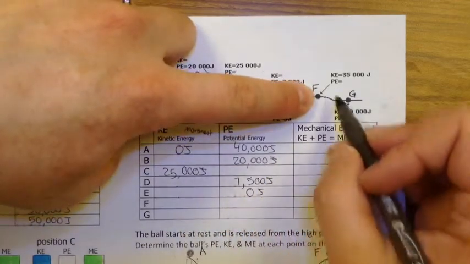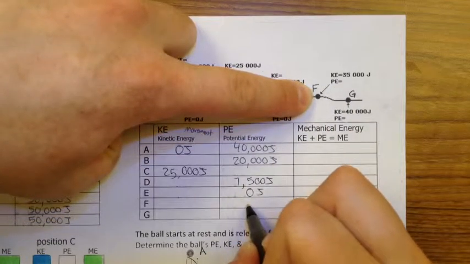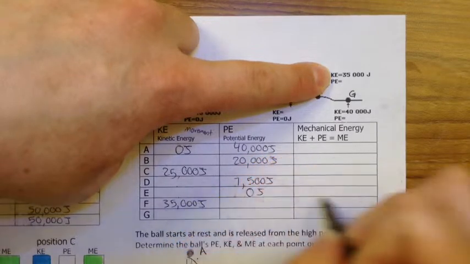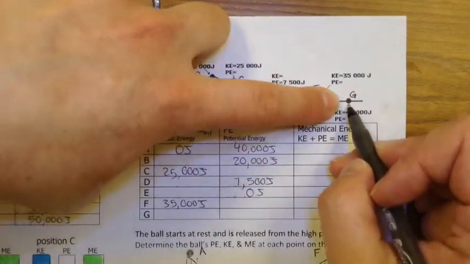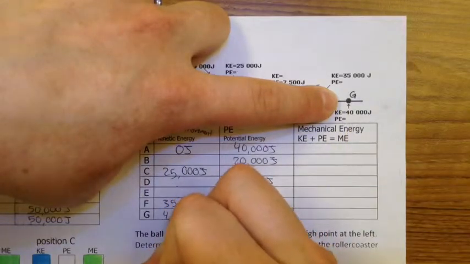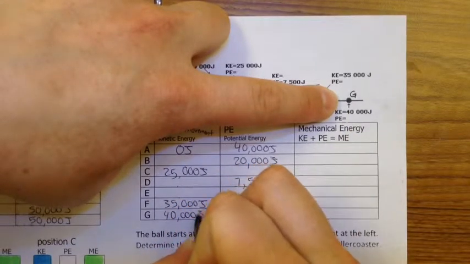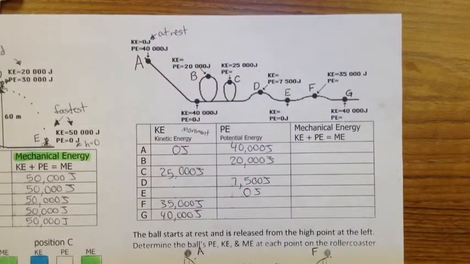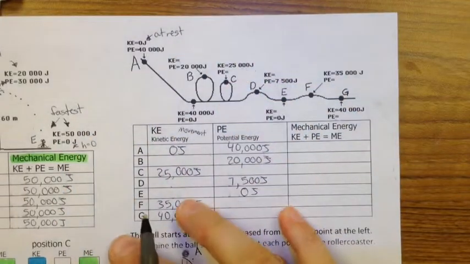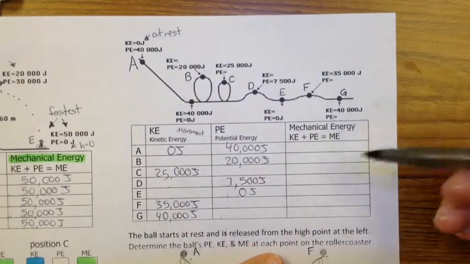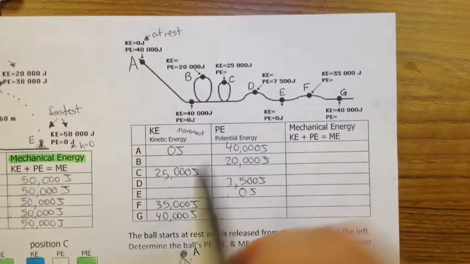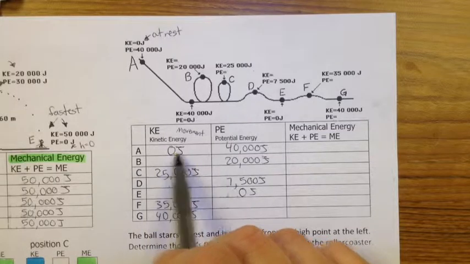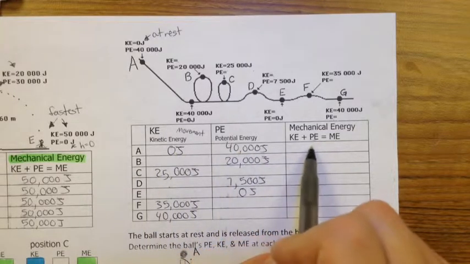At position F, potential energy is unknown, but the kinetic energy is 35,000. And at position G, the kinetic energy is 40,000 joules, but the potential energy is unknown. All right, given that information, take a moment. Mechanical energy is the kinetic plus the potential. Well, the only place where I have both pieces of data is at A. 0 kinetic, 40,000 potential. What's my mechanical energy?